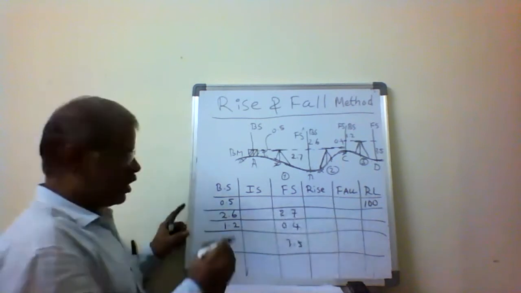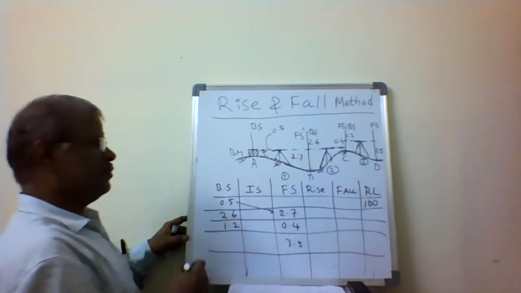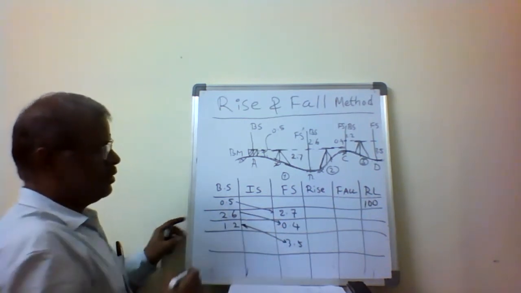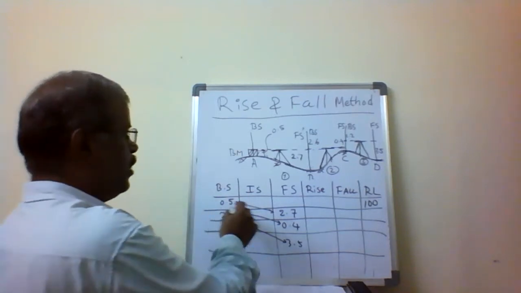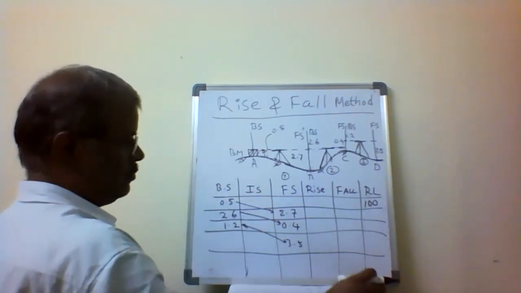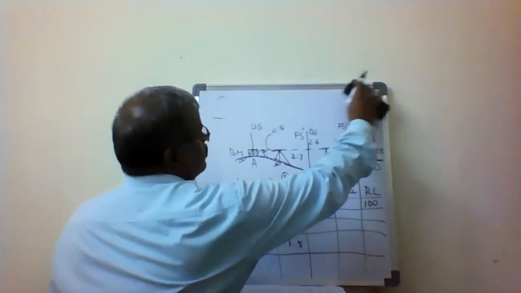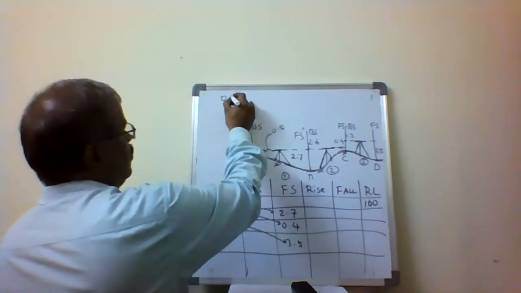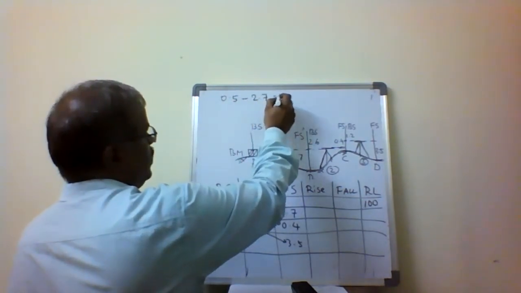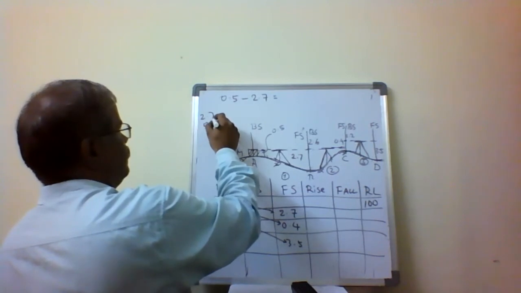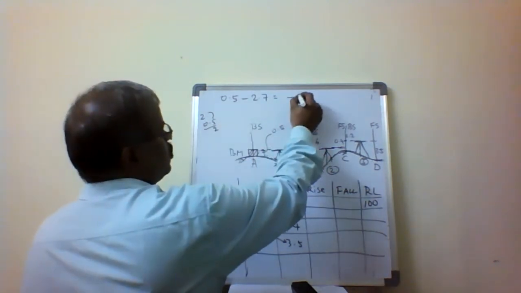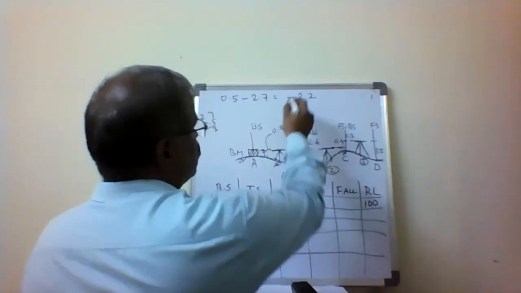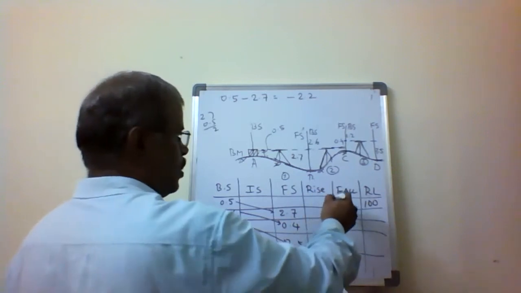Now the comparison is done like this, between consecutive readings. So 0.5 minus 2.7 is minus 2.2. A minus value is coming, so that is going to become a fall.